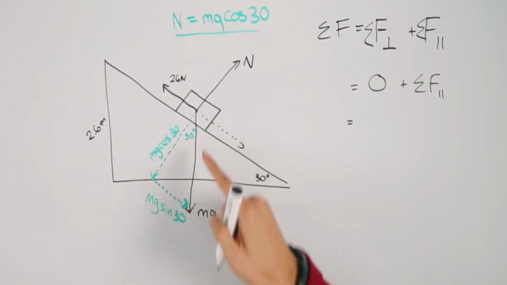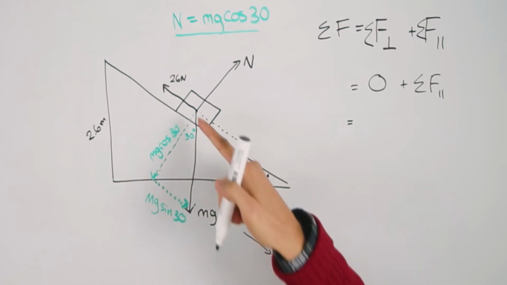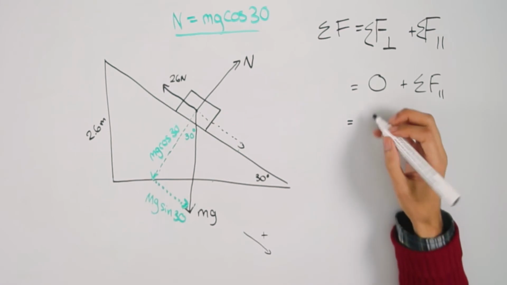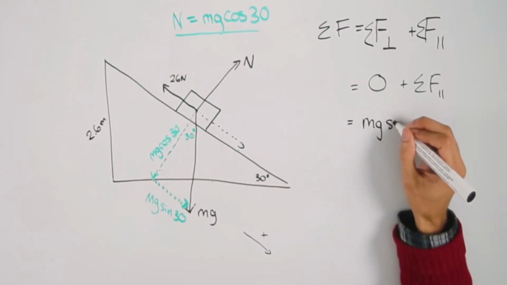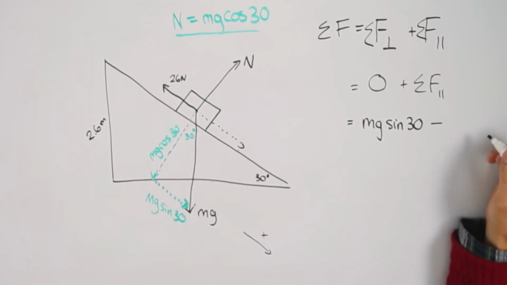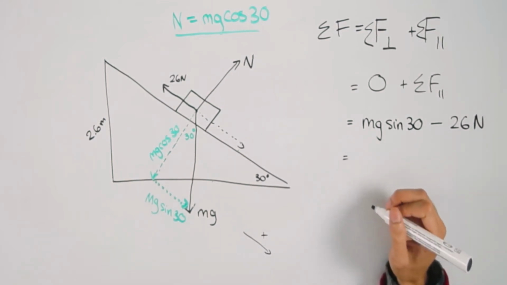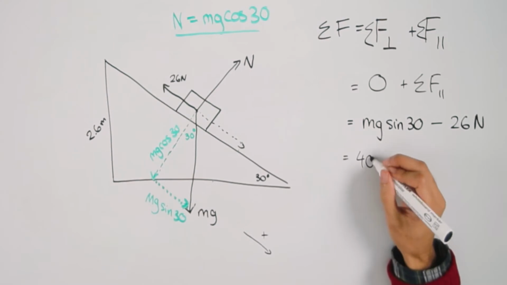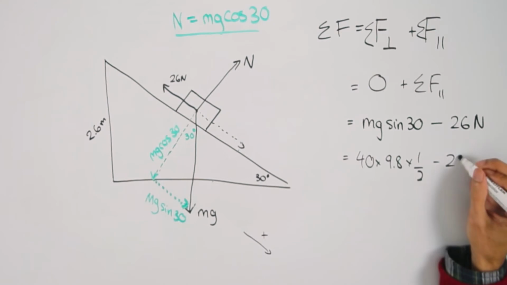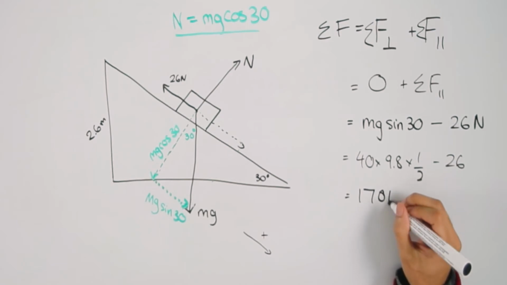Then that means we have an mg sine 30 going down the slide, and we have a 26 newtons going back up the slide. So the net force parallel is going to be mg sine 30, and that's positive because that's going down, minus 26 newtons. So we can now plug in our numbers. We have our mass as 40 kilograms, our g is 9.8, sine 30 is a half, and subtract 26, and that will give us 170 newtons downwards.